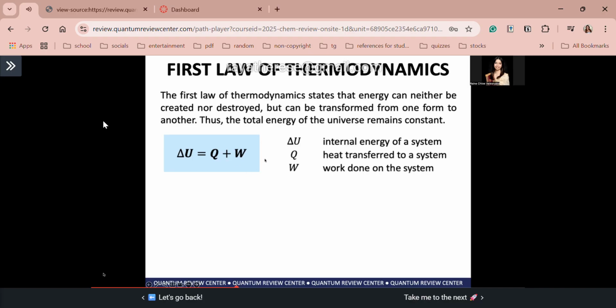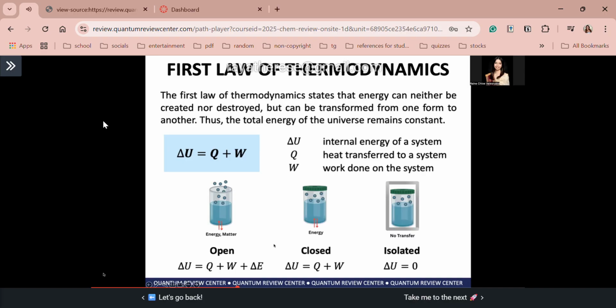This is the definition. So the internal energy of a system, delta U, is just equal to the heat Q transferred to a system plus W, which is the work done on the system. Okay? So for an open system, guys, internal energy is equal to Q plus work plus the sum of the energy being carried by matter. Tapos, sa closed systems naman, delta U is just equal to Q plus W. Okay? Because we have energy transfer in closed systems. Lastly, for isolated systems, delta U is equal to 0. And there is no energy or matter transfer for isolated systems. That's why delta U is equal to 0.